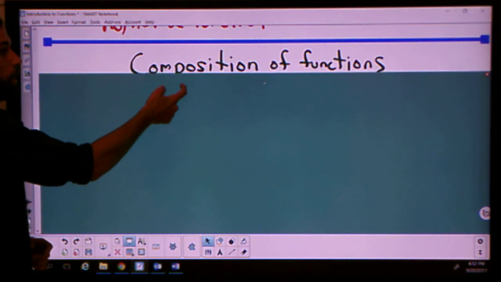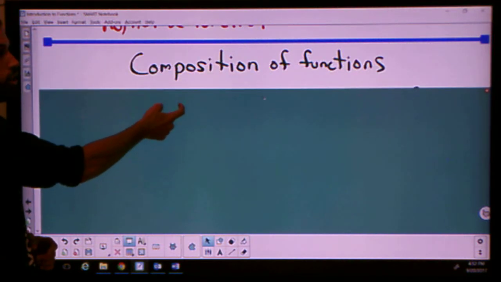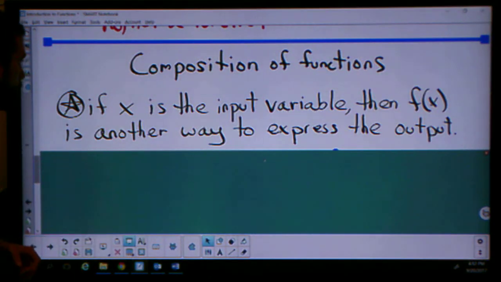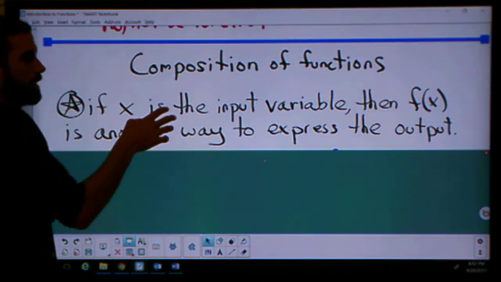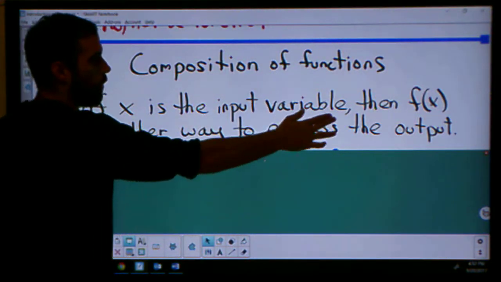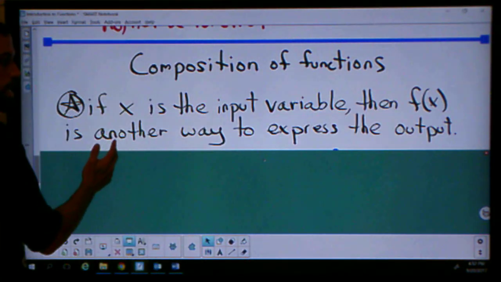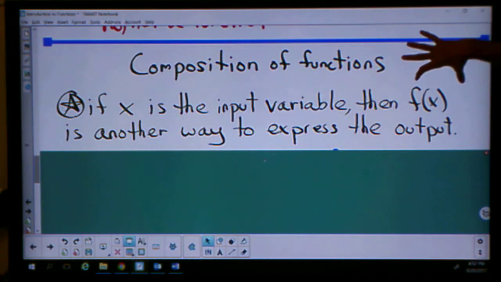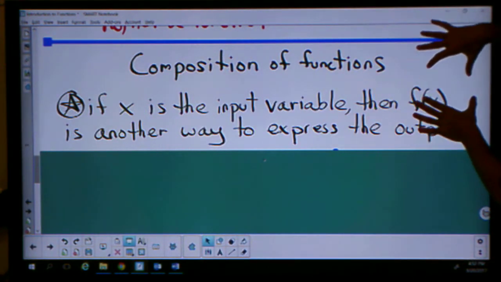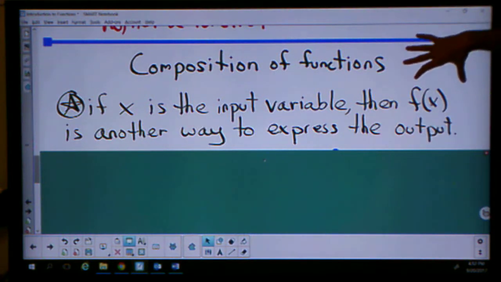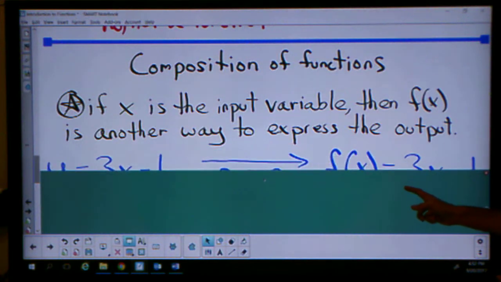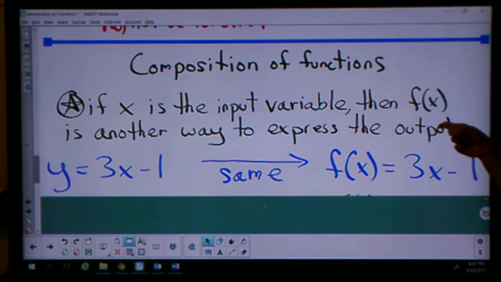The last thing that we're going to briefly look at, and this will be explained more in class, is the composition of functions. Here's the basic idea. If x is considered the input value, then f of x is another way to express the output. This might be new for you, this terminology. This does not say f times x. This says f of x. And here's what it means. It's referring to the output value.